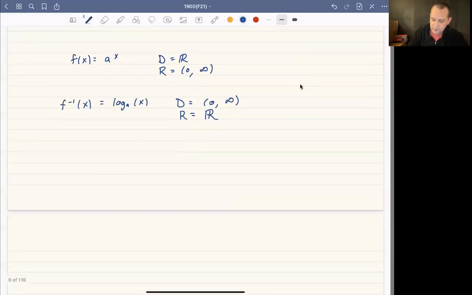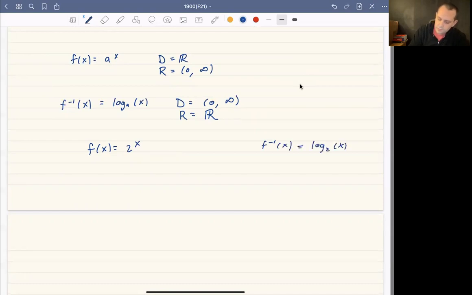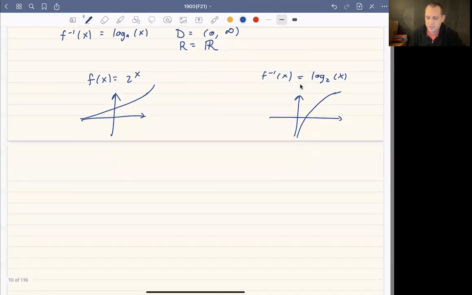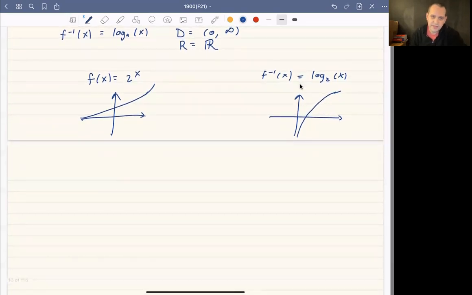If you were to take, say, 2 to the x, we know what that looks like to graph it. It's roughly the picture that we had before. If we were to take the inverse function, remember what we do is we reflect this about the line y equals x. And so this is going to look something like that. That's 2 to the x and its inverse. This is basically true for any exponential function where a is bigger than 1. Nothing special about 2.